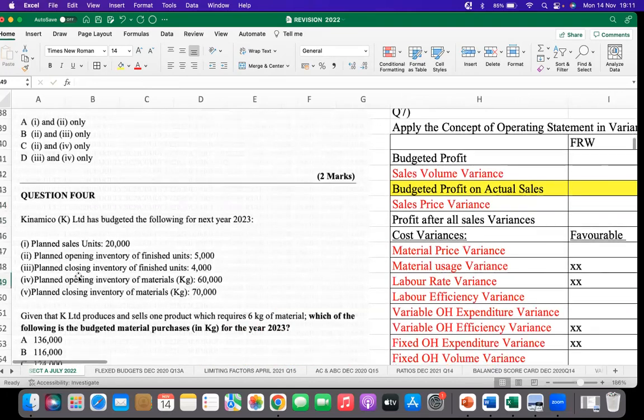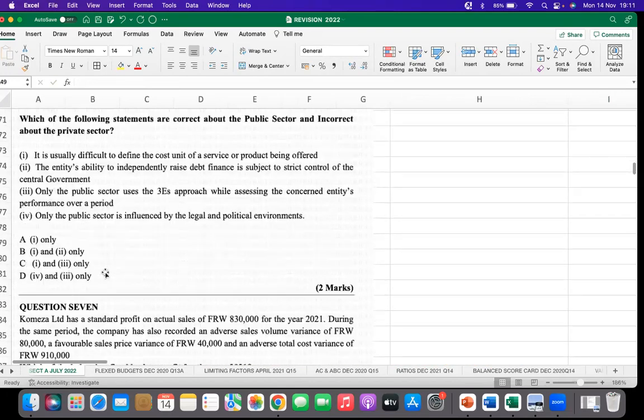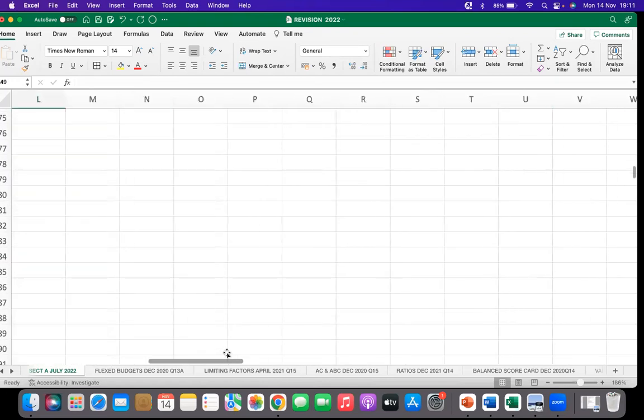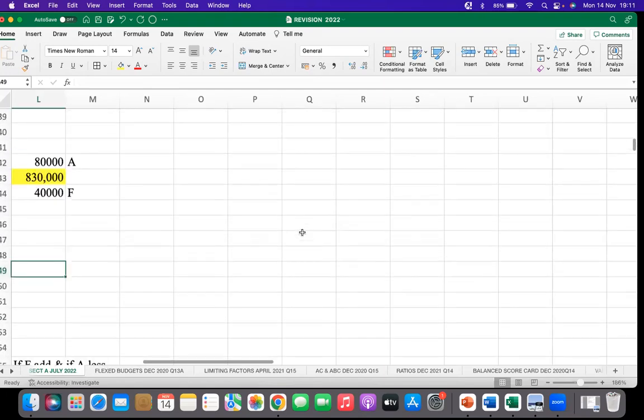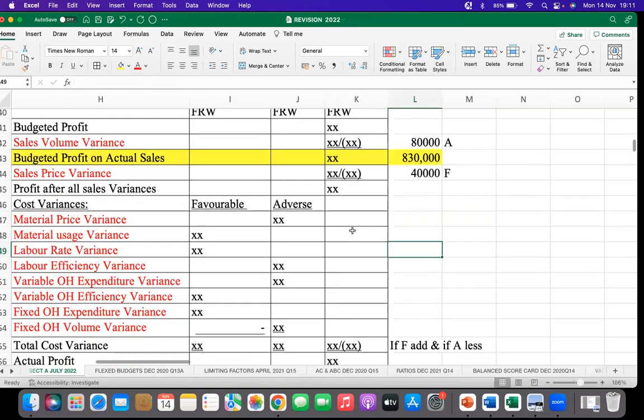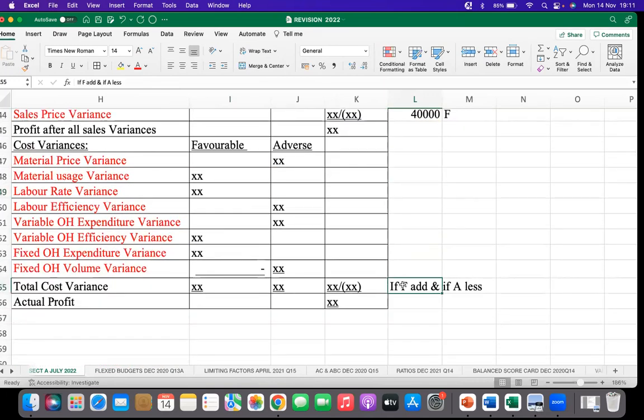Let's continue. Question number seven. And an adverse total cost variance of 910. Adverse total cost variance of 910, and you see there, 910 adverse.